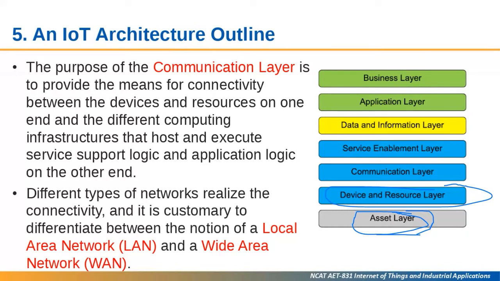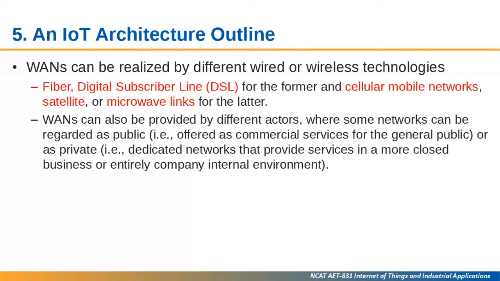In that case, we need the communication layer to provide the means of connectivity between the devices and resources. Basically, you can include the local area network and the wide area network. These two terms look professional, but when I point out what they are, you will immediately recognize them. The wide area network can be realized by different wired technologies. For example, the fiber, and the digital subscriber line, basically that's the cable you plug in to the wall to get internet, right? And also the wireless technologies, they all belong to the wide area network.